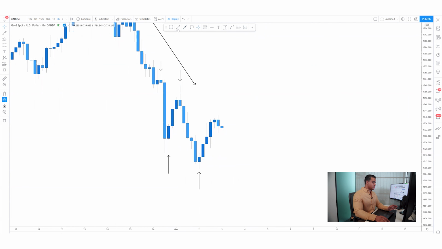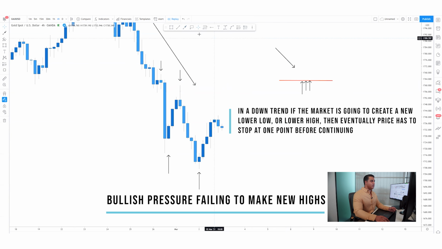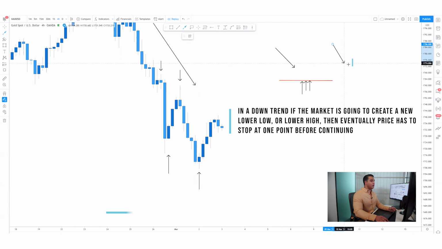Now, the first concept or principle you need to be looking for, especially if the market is trending down, is looking to see bullish pressure failing to make new highs. Because in a downtrend, if the market is going to create a new lower low or a lower high, then eventually price has to stop at one point before continuing.